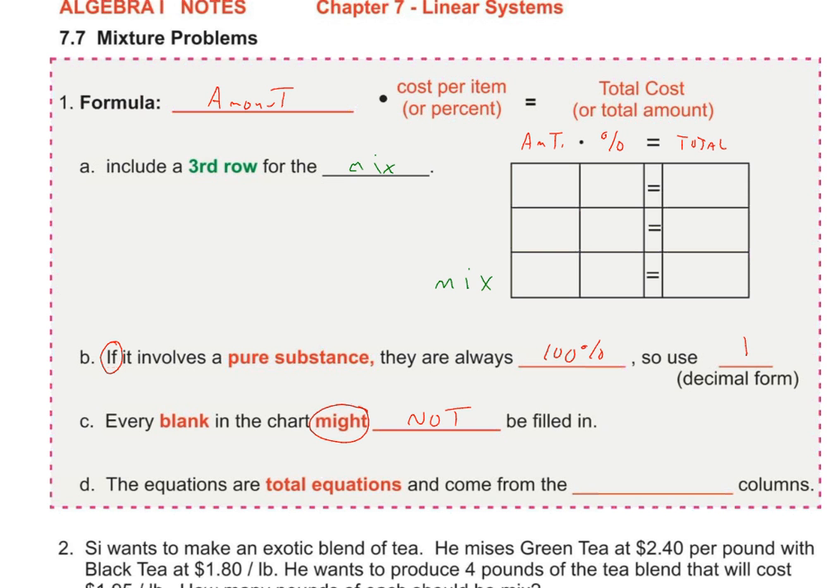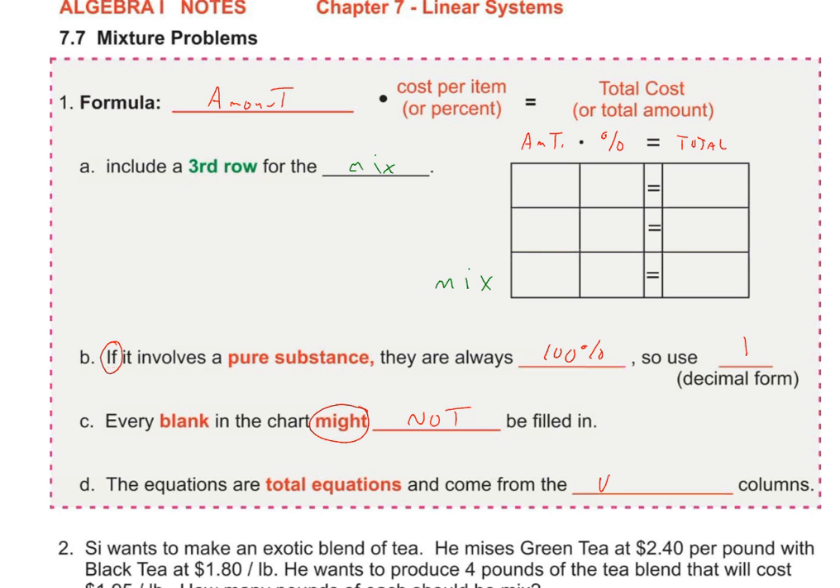Because our last question you should be able to answer. The equations are total equations. You'll like that. Every time the equations are totals. They're not comparison or totals. They're just totals. And come from the what columns? No, what columns? Where do you get the equations from in motion problems? From what columns? The variable columns.